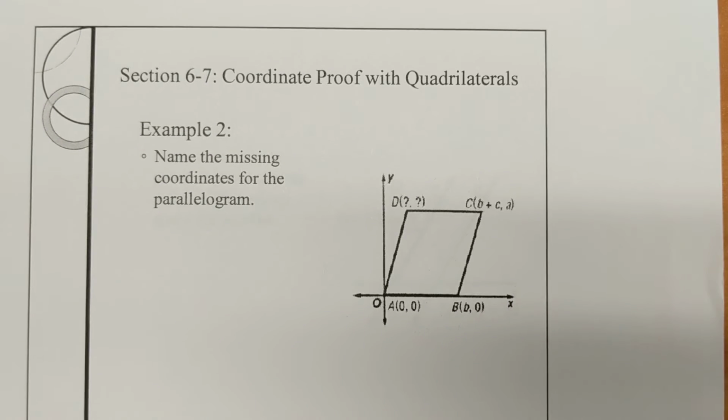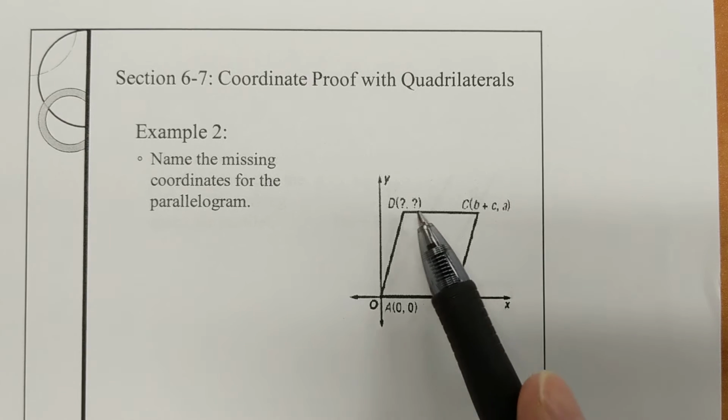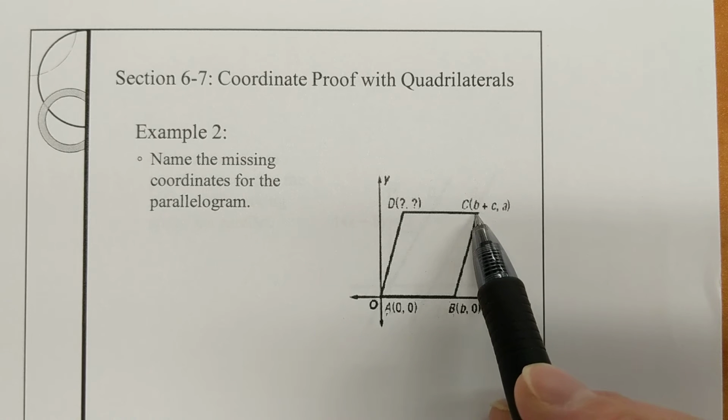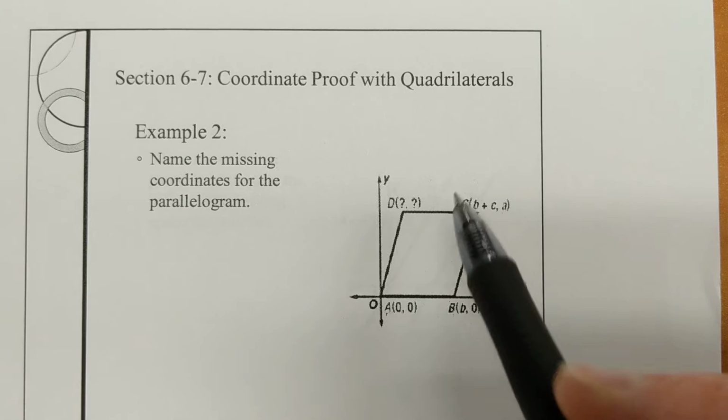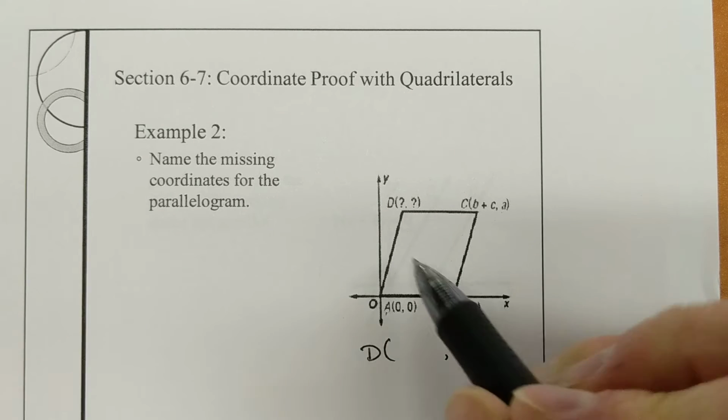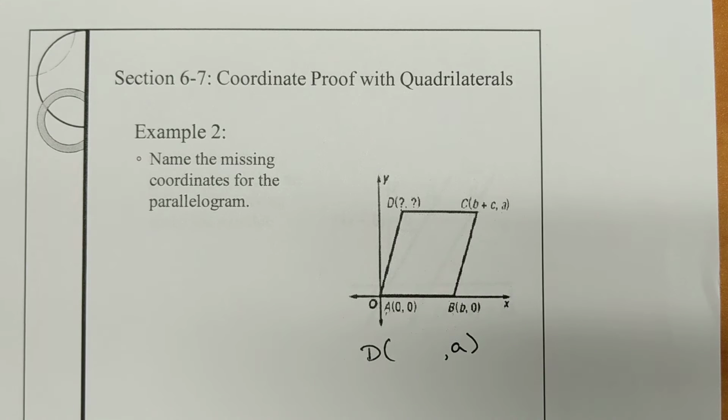Okay, example 2, name the missing coordinates for the parallelogram. So I need to fill in point D here. So if I look down here, A is at 0, 0, B is at B, 0, which means that this distance is B. Up here I have B plus C, and it's A units up. So point D has to be at A units up, because in a parallelogram, that side has to be flat.